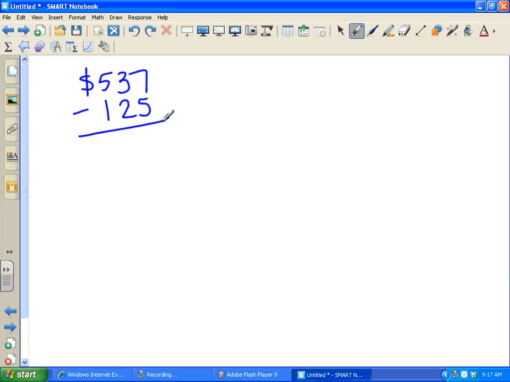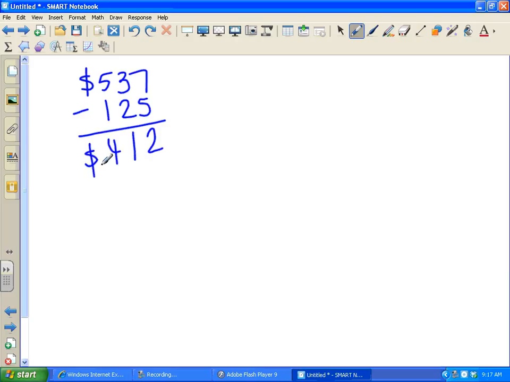125. Look at this. I've noticed that this class has a problem with lining things up. This one's easy because these numbers both have 3 digits. It gets tough when they don't have the same amount and you have to keep the ones lined up and the tens and the hundreds. Here we go. 7 minus 5, 2. 3 minus 2, 5 minus 1.